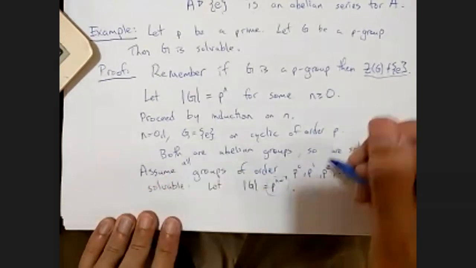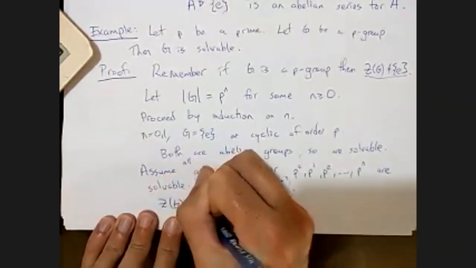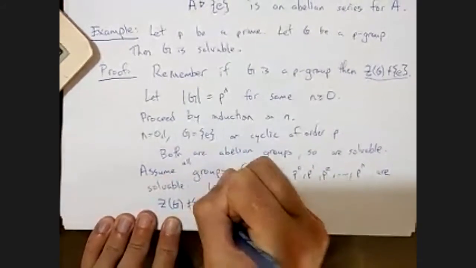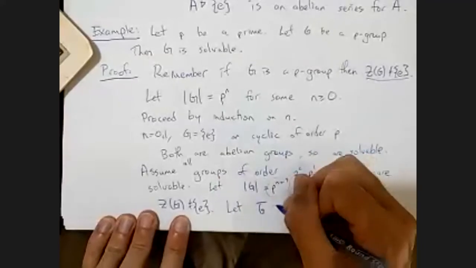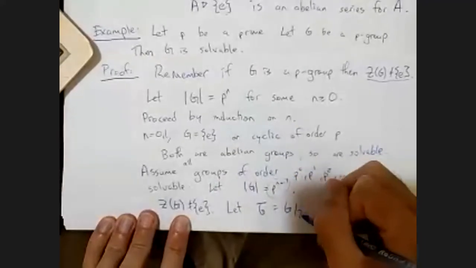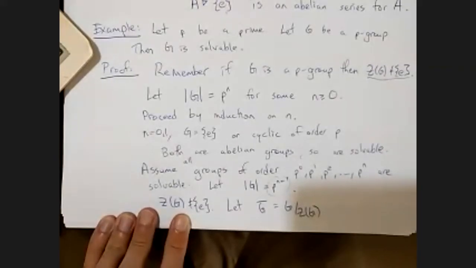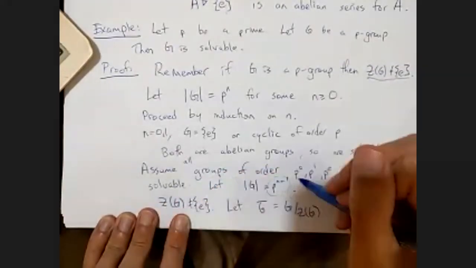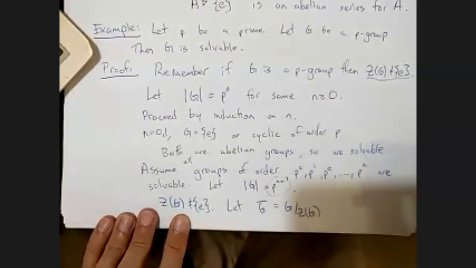So the order of G is P to the N plus 1. The center of G is non-trivial. So let G bar be G mod the center of G. And now this is a group. Since the center of G is non-trivial, it doesn't have order 1. It has to have order P or P squared or something like that.